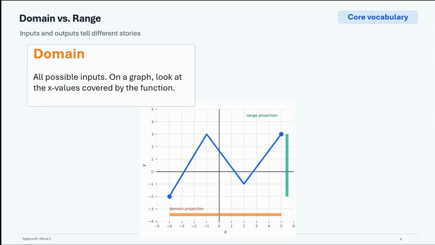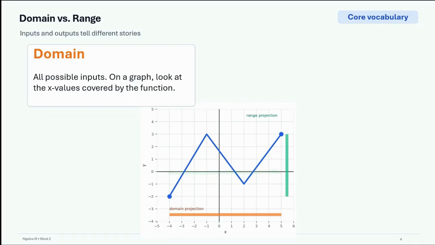right? So on a graph, we look at all of the x values that are covered by this function, the x values. So we can see down at the bottom, it's got the domain projection. It's got this orange line down here that shows from the smallest x, which is right here, all the way to the largest x that shows on that graph. That orange bar shows us this is the range of x's that are graphed above. Now the y's go up and down, but the x's, that's the smallest x right there, and it keeps going, and this is the largest x. There's not an x larger than 5.